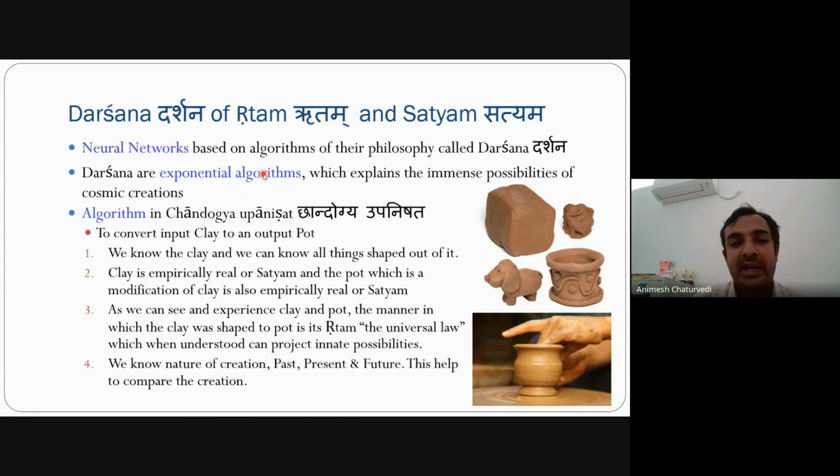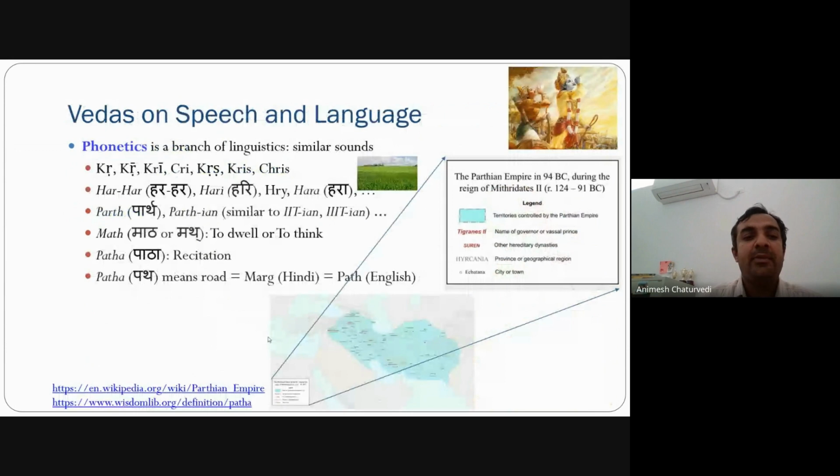So, for example, training a human neural network how to construct a pot. There was an algorithm in the Chandogya Upanishad that tells how clay can be transformed into a pot. So those types of theories and algorithms made humans think artistically and create engineering output. So that was there around 5,000 years back, and these types of theories were there.